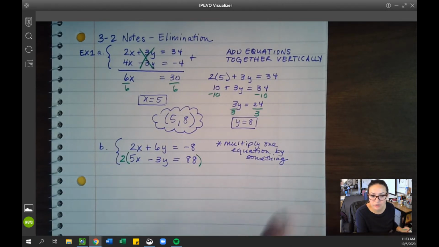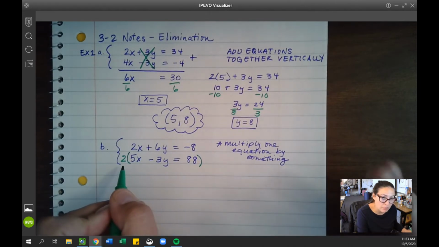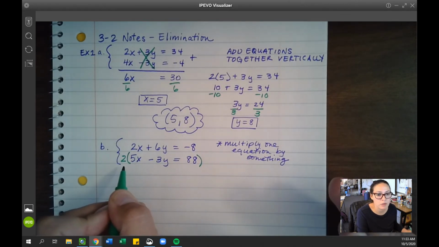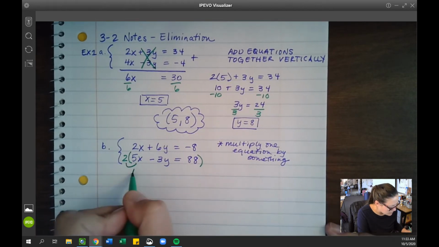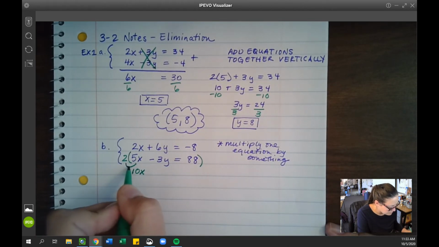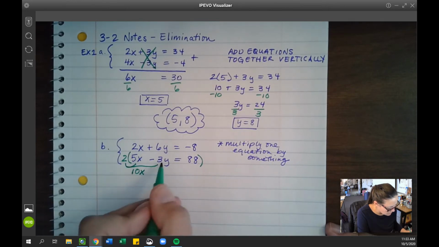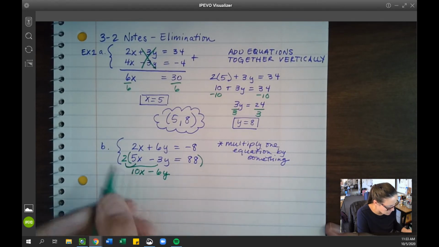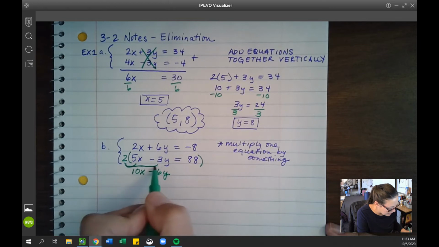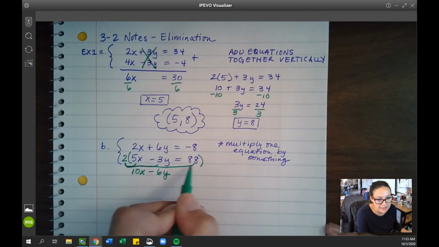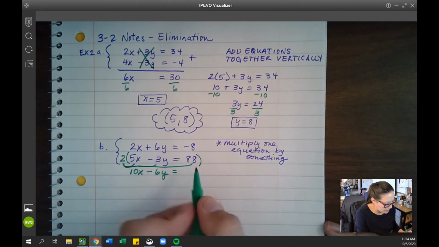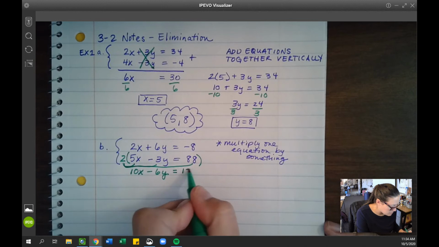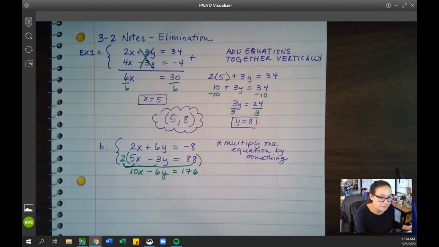And that's what it'll give me. I'm going to distribute this. And this is really important. It's really important that you multiply everything by 2. So I'm going to have 10x. 2 times negative 3 gives me my minus 6y. And I have to do 2 times 88. That's really important. Students always forget that. This number over here has to get multiplied as well. 2 times 88 gives me 176.